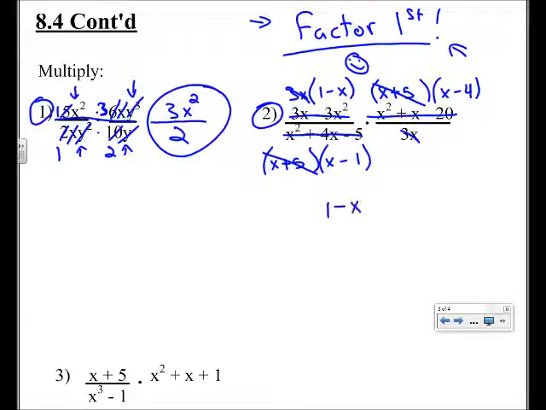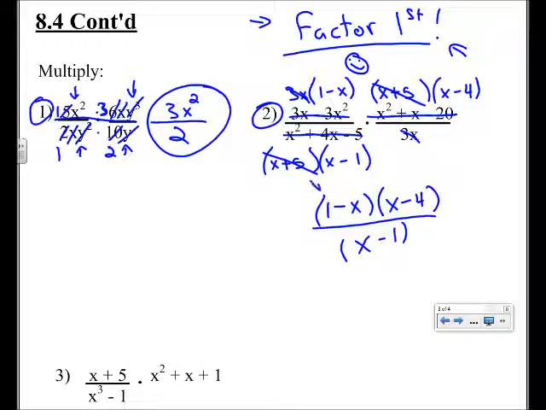We've got 1 minus x times x minus 4. And on the bottom, we've got an x minus 1. Now you'll say, well, we don't have anything exactly the same, so we're done canceling. Well, almost. Let's take a look here at what happens if we pull a negative 1 out of one of these quantities. We have 1 minus x, and we have x minus 1. Well, obviously those aren't the same thing, but if we do a little bit of creative algebra here, we can get them to be the same thing.